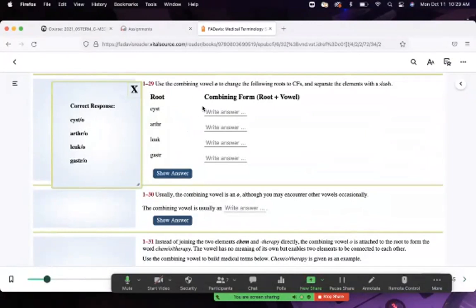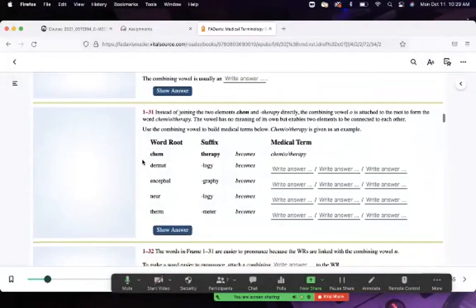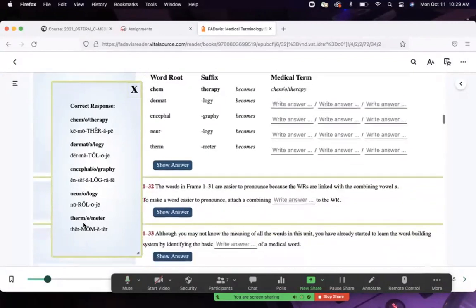Again, more of what a combining form is. It's a root plus an O. I think we got that thing down. Oh, here's some cool things. More words. Chemotherapy. It's therapy or management that I use chemicals with. Dermatology, study of skin. Encephalography. Graphy, remember that Y? Process of recording. What am I recording? Brain. Neurology, logy, study of neur, which is nerves or your brain. Thermometer, meter is an instrument that measures therm, heat.